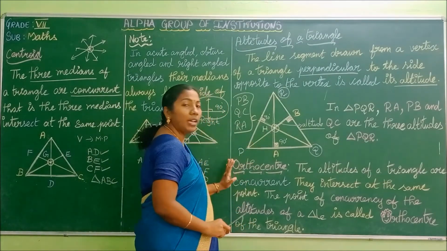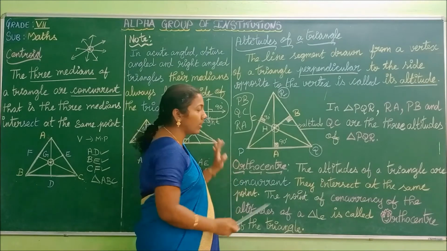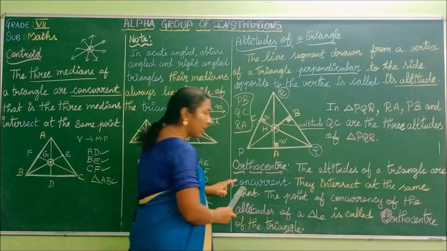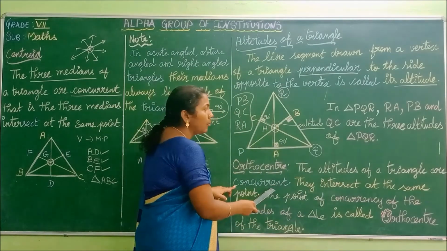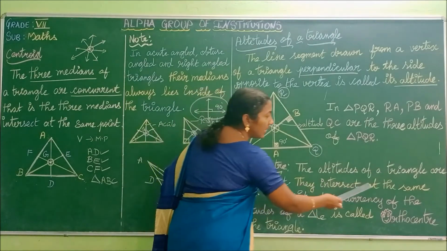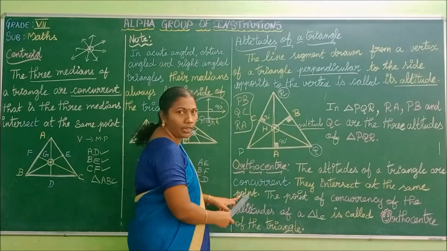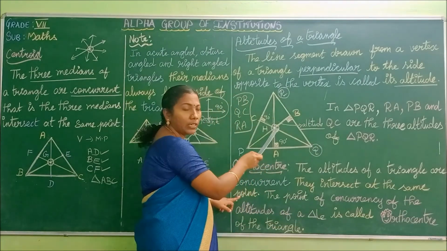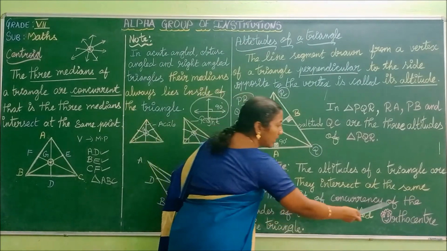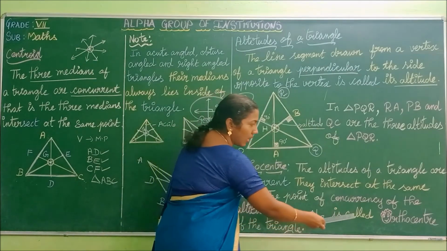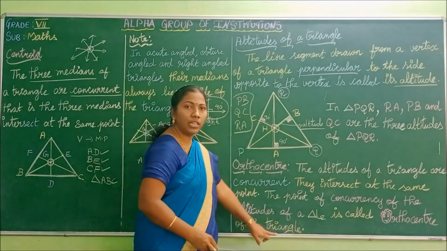Okay, now we are going to read the definition for orthocenter. The altitudes of a triangle are concurrent. Concurrent means they are meeting at a point. They intersect at the same point. Do you understand? The point of concurrency. This is the point of concurrency. The point of concurrency of the altitudes of a triangle is called the orthocenter of the triangle.